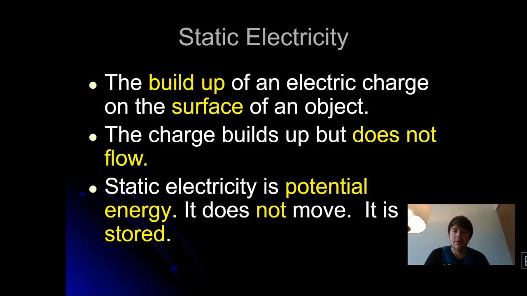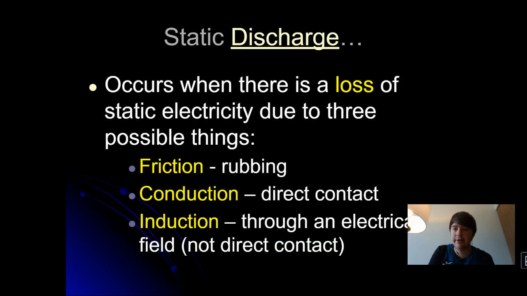So static electricity is the buildup of an electrical charge on the surface of an object. The charge builds up but does not flow, meaning those electrons are there. The charge is building up. It's not leaving, though. It is not going to something else. So static electricity is potential, meaning it is not going to move, it is stored. And that's something that I've already talked about. But essentially, think of static electricity as electricity that isn't moving. It is just a buildup of electrons.